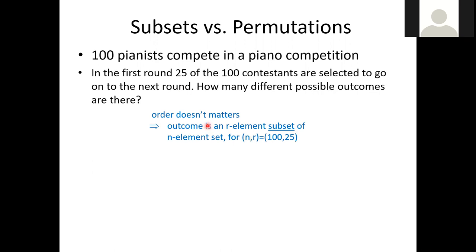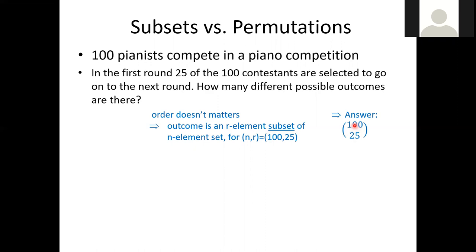Because there is nothing in this process that says that there is some sort of difference between the first person selected and the 25th person. No, you just select a subset of 25. So the answer is 100 choose 25, right? It's the number of 25 element subsets of a 100 element set.